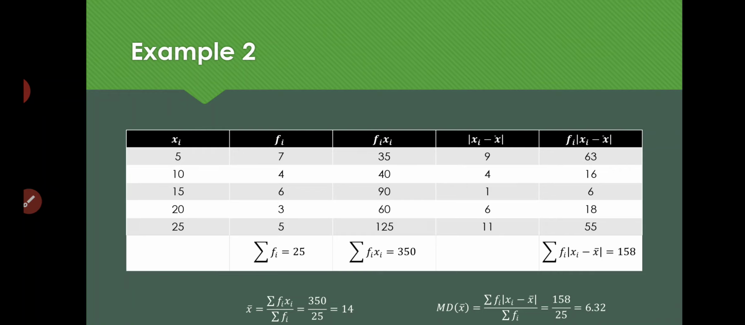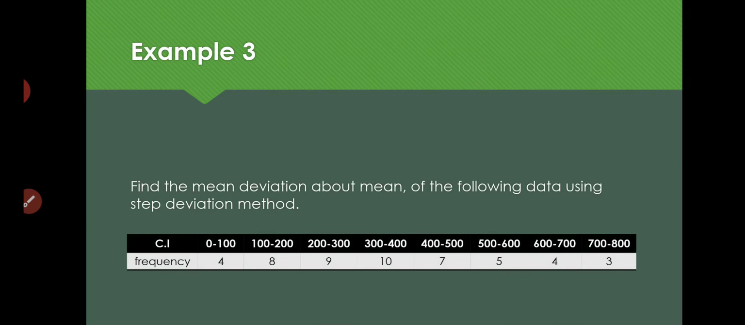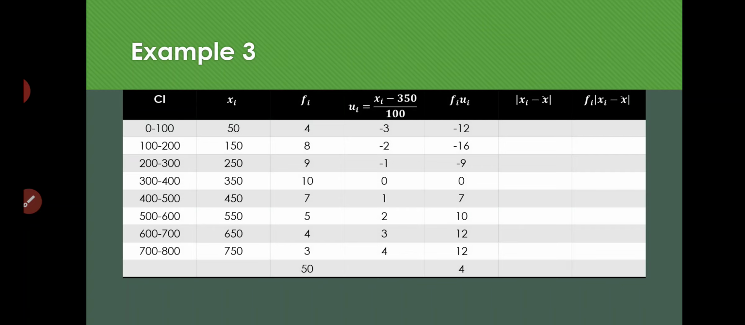Fine. I hope the idea is clear. Now let us take another example, but in this case let us take grouped data. So same concept, we need to find the mean deviation about mean, but for grouped data like this. So once again we need to make a table. Here there will be 6 columns, as I have used the step deviation method, so I have got a few more columns.